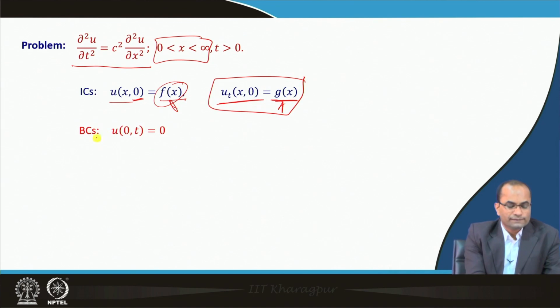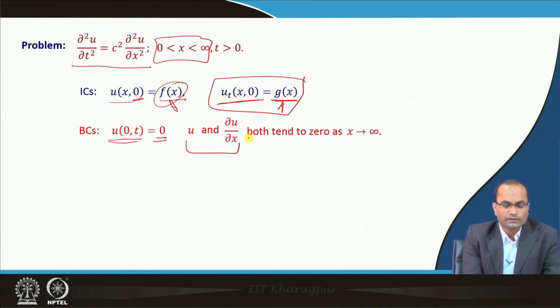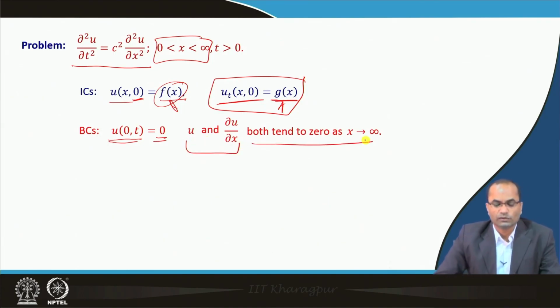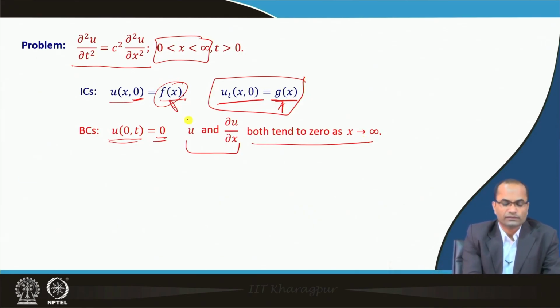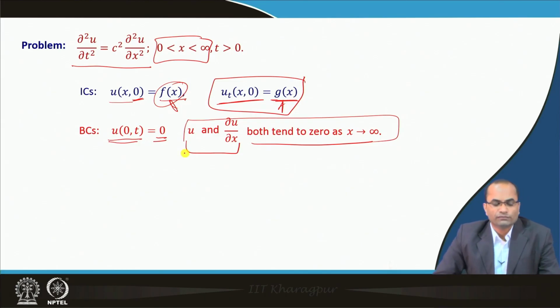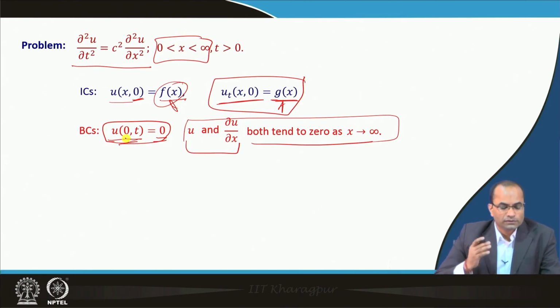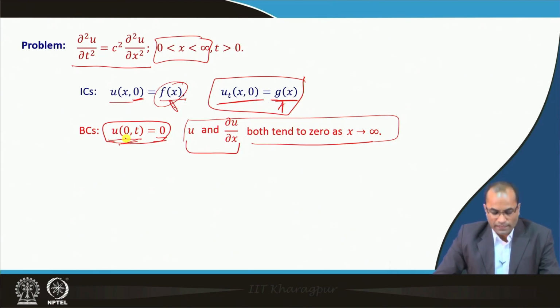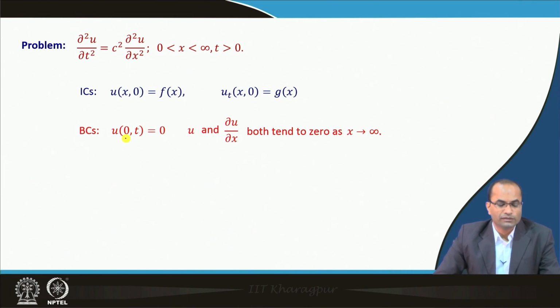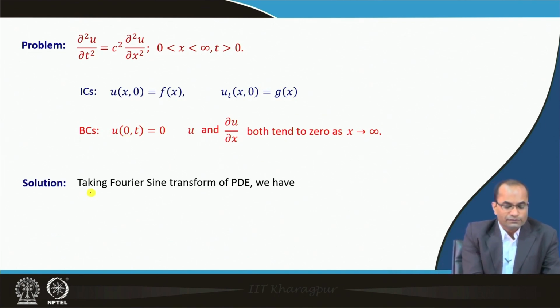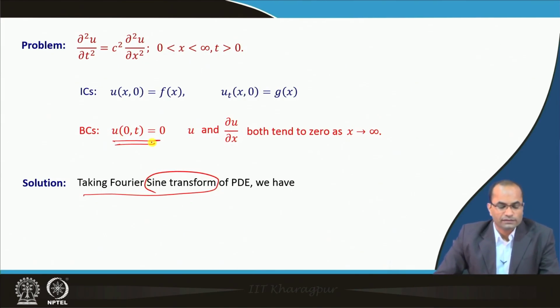The boundary condition u at x equal to 0 is prescribed, and both u and u x tend to 0 as x approaches infinity. Again, this is the natural condition which we need for applying the Fourier transform. Here the boundary condition given as u 0 t is 0 suggests we apply the sine transform, because u is directly given, not its derivative with respect to x. So, we will apply the sine transform because u is prescribed at x equal to 0, not the partial derivative of u.